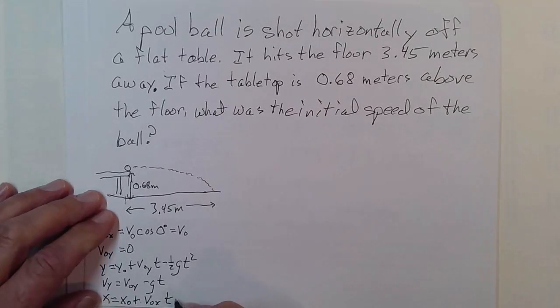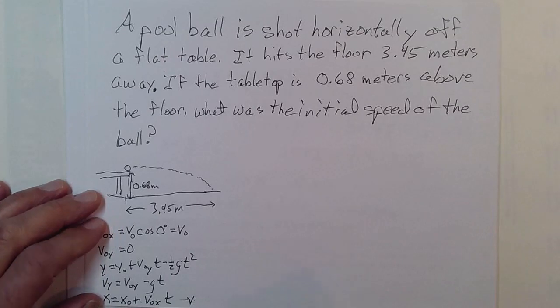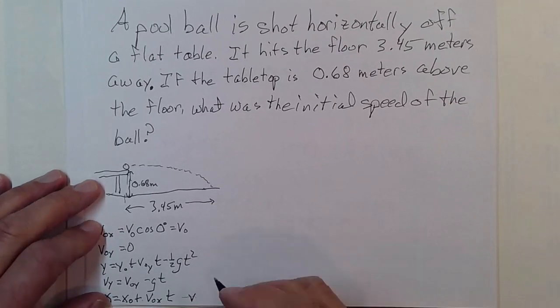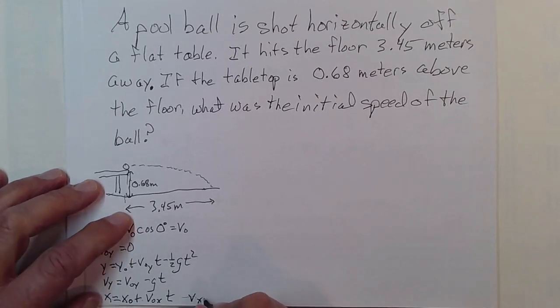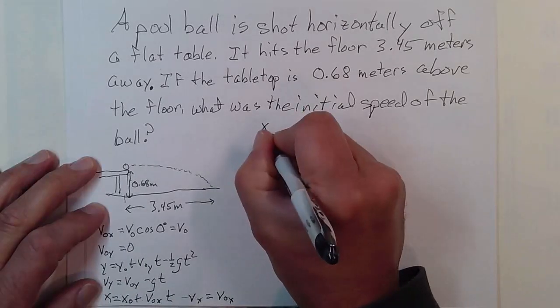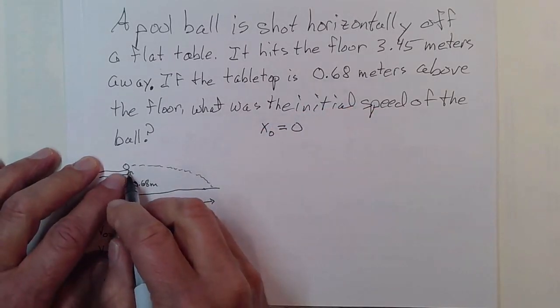And let's see, what else have I got? Oh, I'm going to write it sideways, which I don't usually like to do, but I'm out of paper. I will have, I think that'll still show, v sub x is going to equal v naught x, and it's constant. So that's what I have for these things. Now, I'm going to let x naught define it to be 0. That's just the starting point.